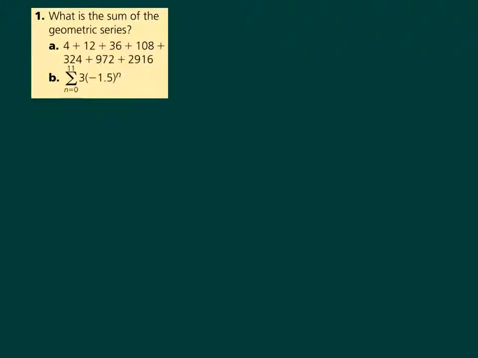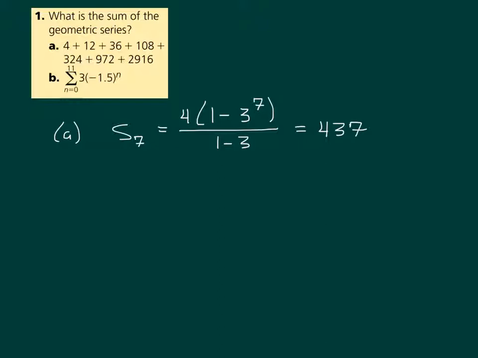Okay? So here, what is the sum of the geometric series? Part A, the sum, how many terms are there? 7. That is the first term times 1 minus the common ratio to the n all over 1 minus r. We are plugging into the formula. So 1 minus 3 to the 7th times 4 divided by negative 2 gives me 4,372.